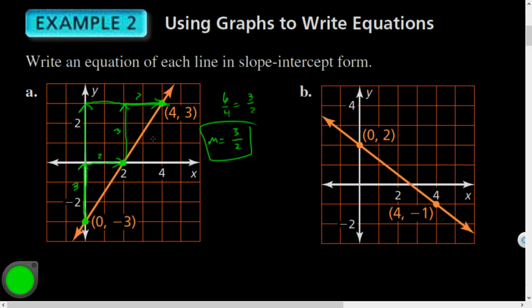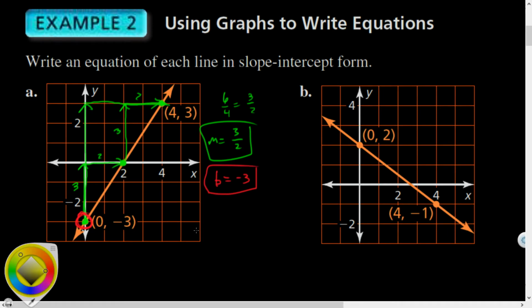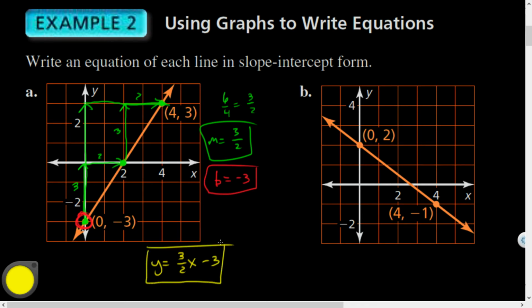So we're just recreating the scene of the crime. We figured out the slope. Now how can I find my y-intercept? It's going to be where it crosses the y-axis. So the y-intercept, the b, is going to equal negative 3. And now that I've got my two pieces of DNA, I can match it to the culprit. What is my equation? Y equals 3 halves x minus 3. So I can find the equation by piecing together clues and then plugging in for the m and the b. It's just like we've done before, except we're doing it backwards now.